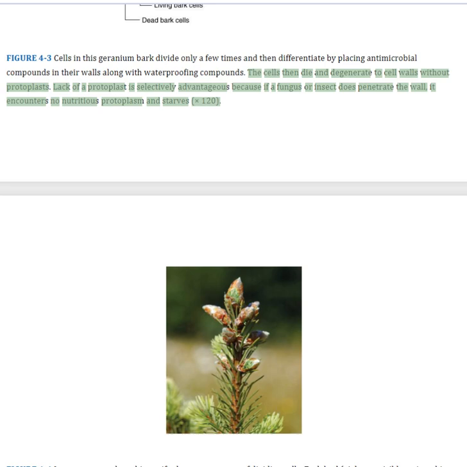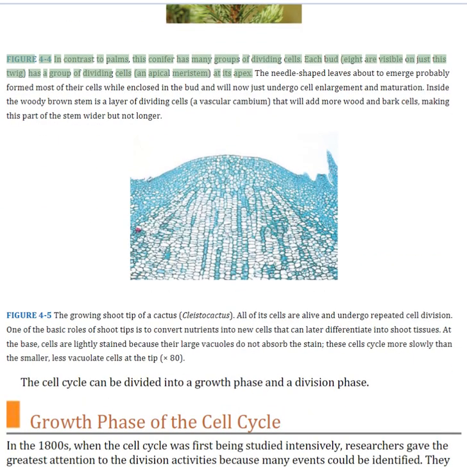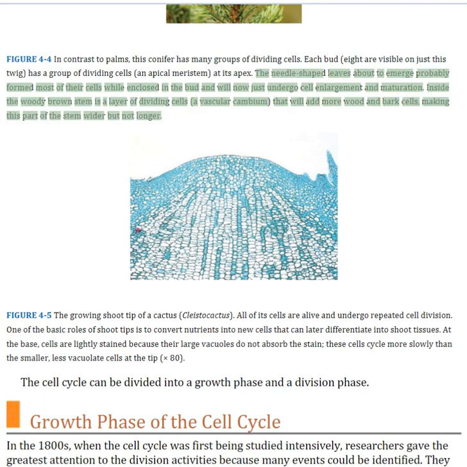nutritious protoplasm and starves. Figure 4.4: In contrast to palms, this conifer has many groups of dividing cells. Each bud has a group of dividing cells at its apex. The needle-shaped leaves about to emerge probably formed most of their cells while enclosed in the bud and will now just undergo cell enlargement and maturation. Inside the woody brown stem is a layer of dividing cells that will add more wood and bark cells, making this part of the stem wider but not longer.